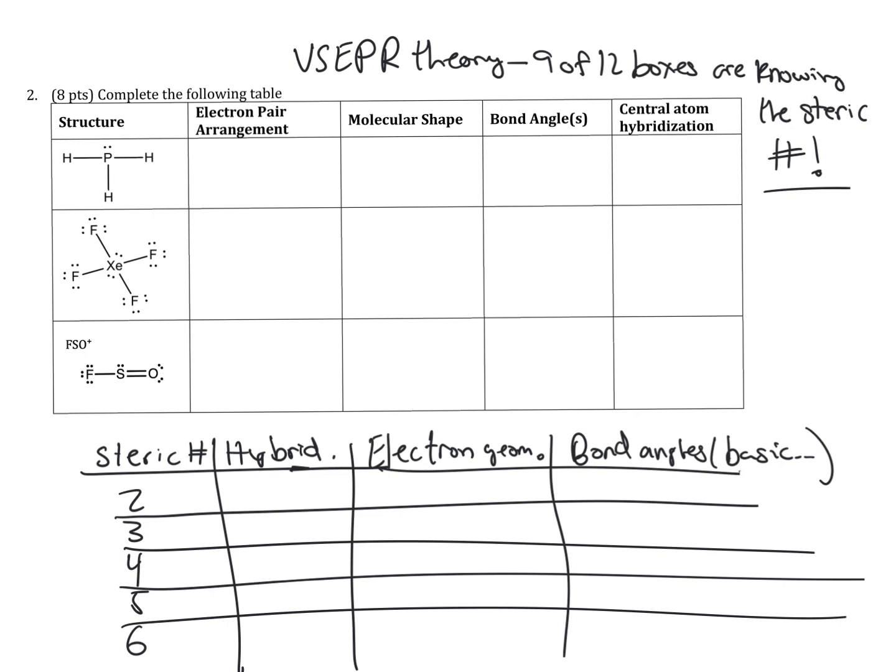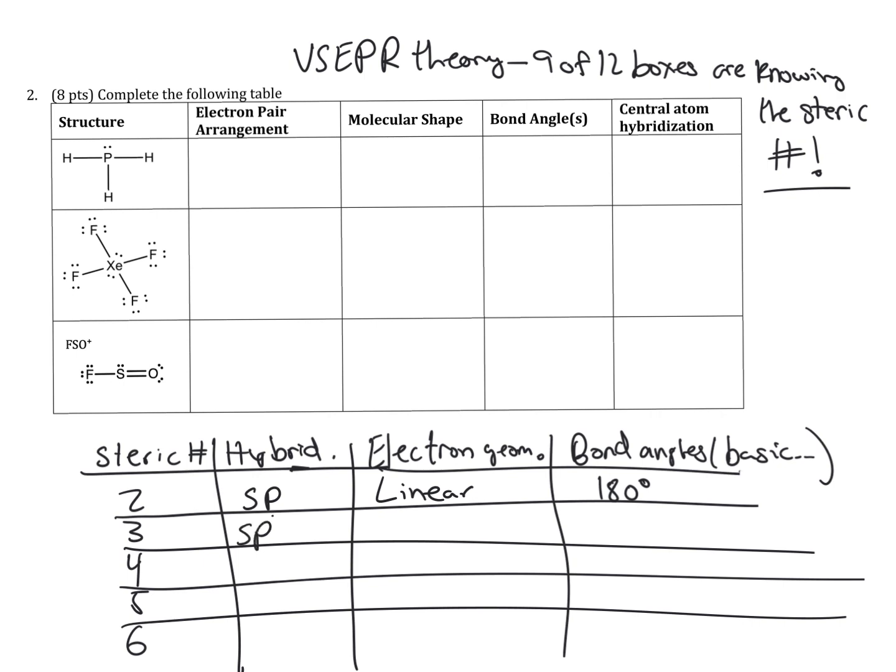Remember, for this sort of table, almost everything you can write down literally just by knowing the steric number. So 9 out of these 12 boxes are just calculating the steric number and knowing the basic properties of each steric number according to VSEPR theory. For a steric number of 2, you form 2 hybrid orbitals, that's sp. The electron geometry then is linear, because that's the best way to arrange 2 things. And the bond angle for linear is just 180.